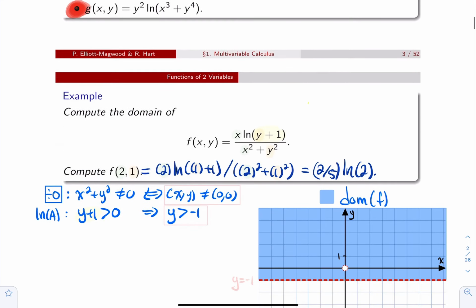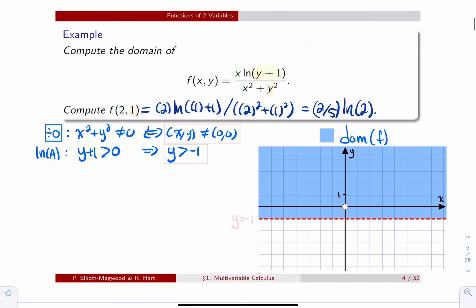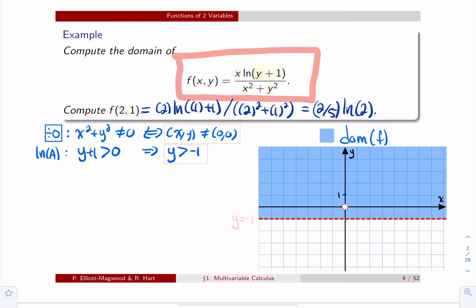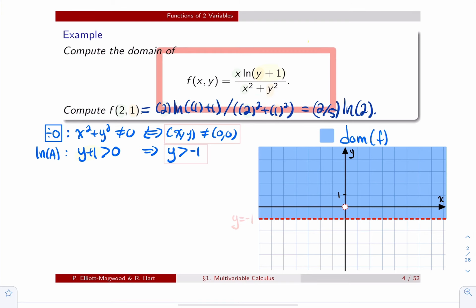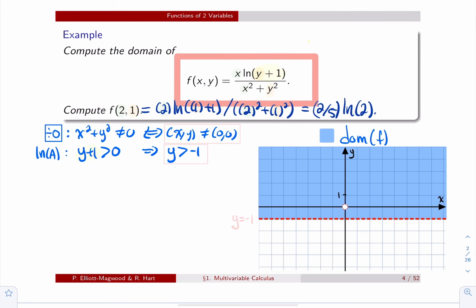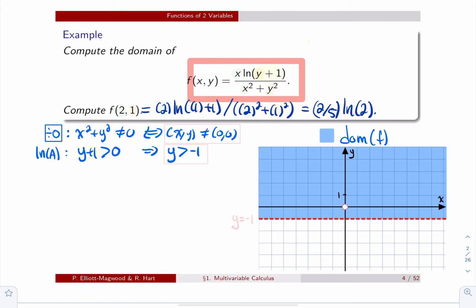All right, let's do an example. Let's compute the domain of the function f of x y equal to x ln of y plus 1, all that divided by x squared plus y squared. And just to get used to the notation, we're going to compute the output at 2, 1. So we're going to compute f of 2, 1. Actually, let's do the computation of the output first. That's probably the most straightforward thing to do.